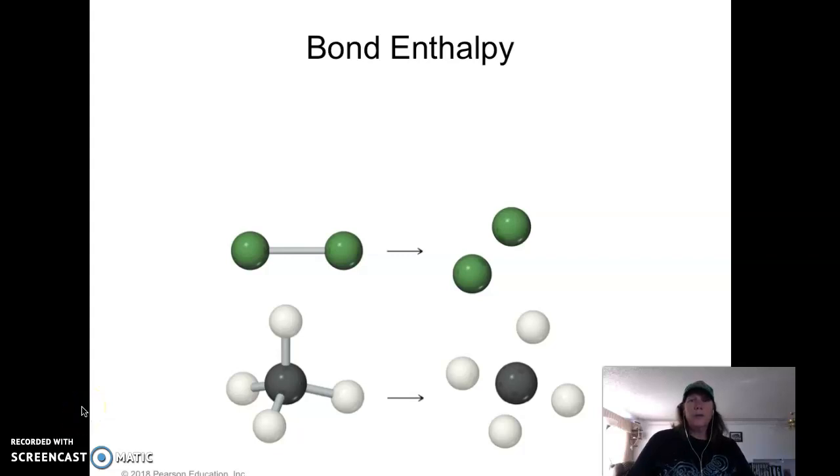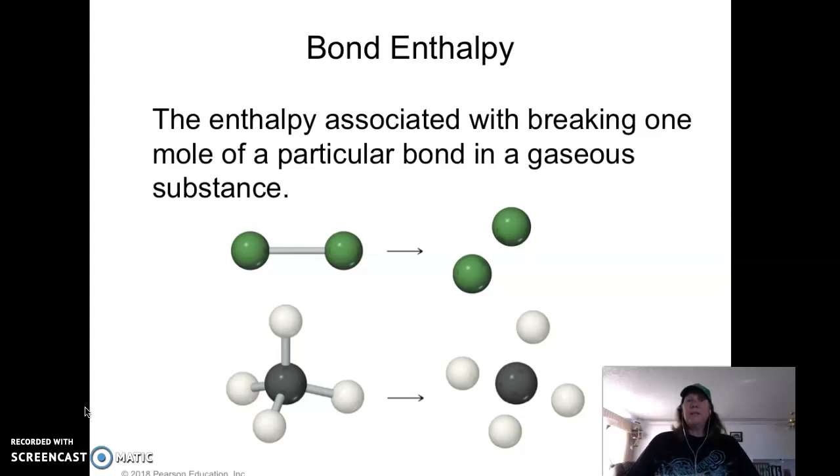All right, continuing with our thermochemistry, we're going to talk about bond entropy. There's an energy that's released when you form bonds and an energy that's absorbed when you break bonds. The entropy associated with breaking 1 mole of any particular bond is called its bond entropy. And we actually have these calculated. There's a chart that you'll have to look at to solve these problems.